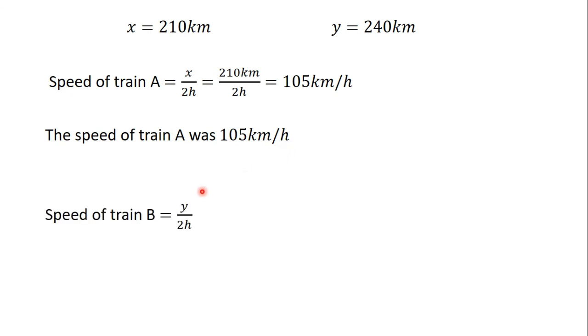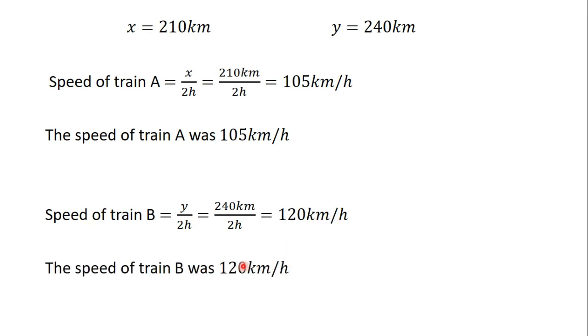In the same way, we can find the speed of train B. The speed of train B will be the distance covered by train B, which is y, divided by the time, which is 2 hours. Y is 240 kilometers. So the speed of train B will be equal to 240 kilometers divided by 2 hours. 240 divided by 2 will give us 120. Kilometers divided by hours will give us kilometer per hour. So it means that the speed of train B was 120 kilometers per hour.